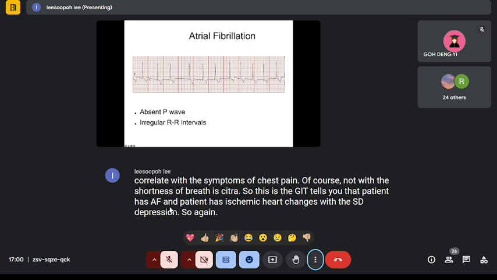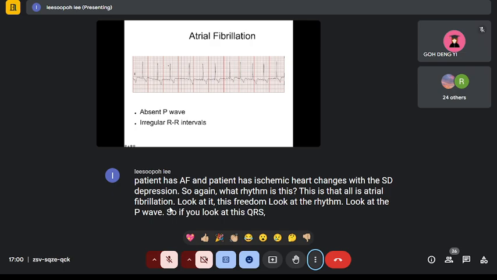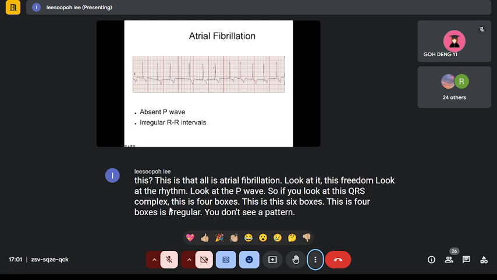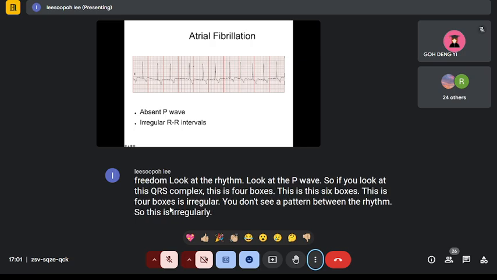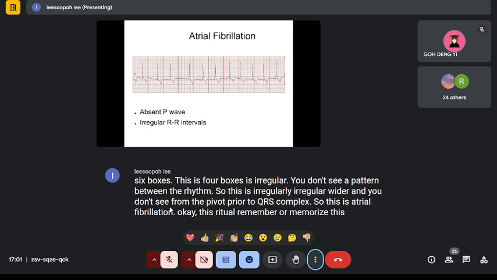So again, what rhythm is this? The answer is atrial fibrillation. Look at the rhythm, look at the P wave. If you look at the QRS complexes, this is 4 boxes, this is 6 boxes, this is 4 boxes. It's irregular. You don't see a pattern in the rhythm, and you don't see a prominent P wave prior to the QRS complex. So this is atrial fibrillation. Remember or memorize this rhythm.